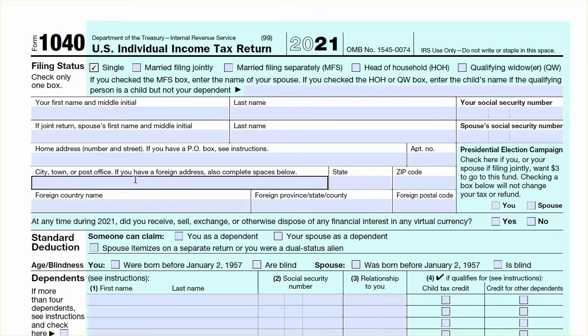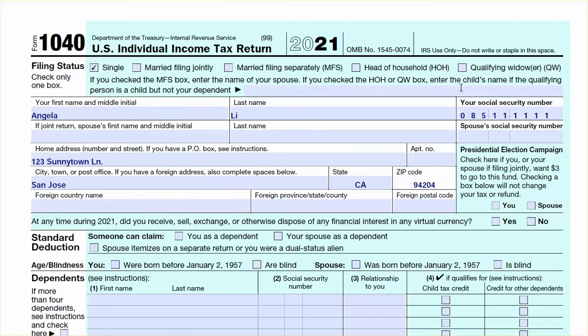We're going to go ahead and fill in this information from the W-2. The sample W-2 does not contain a full Social Security number. Go ahead and make up the other numbers. Please do not use your actual Social Security number.